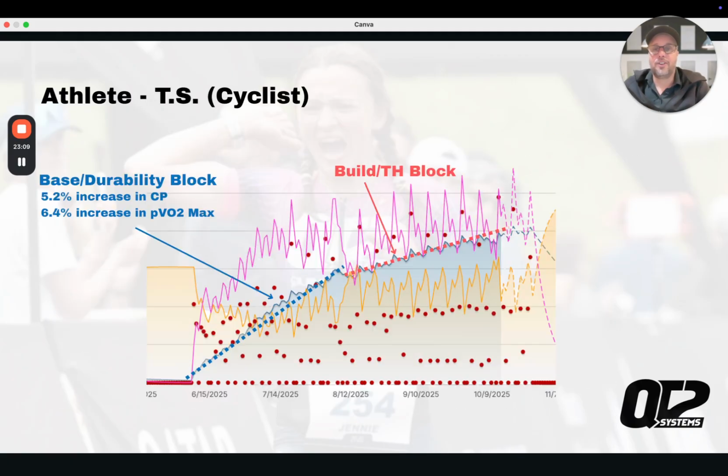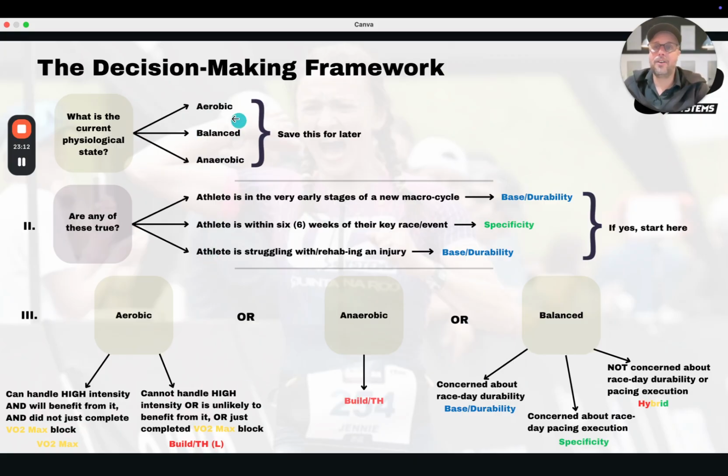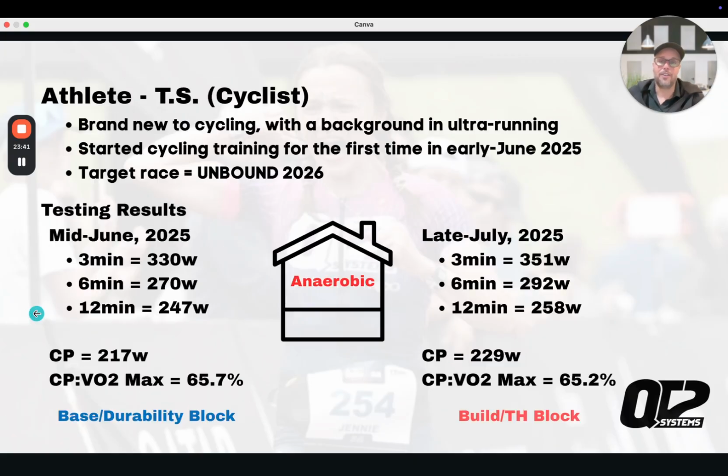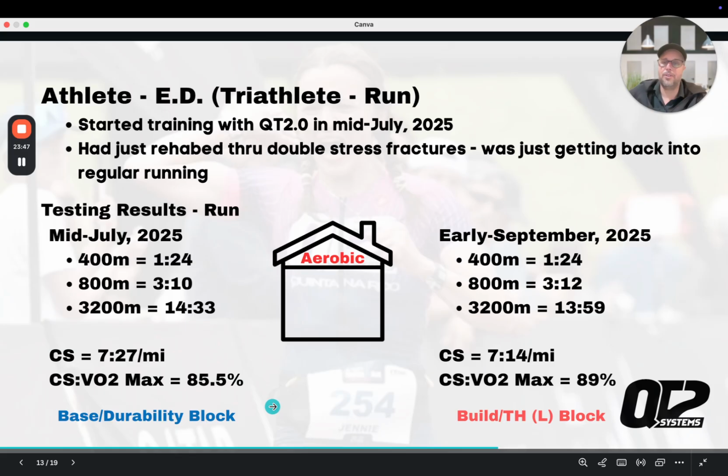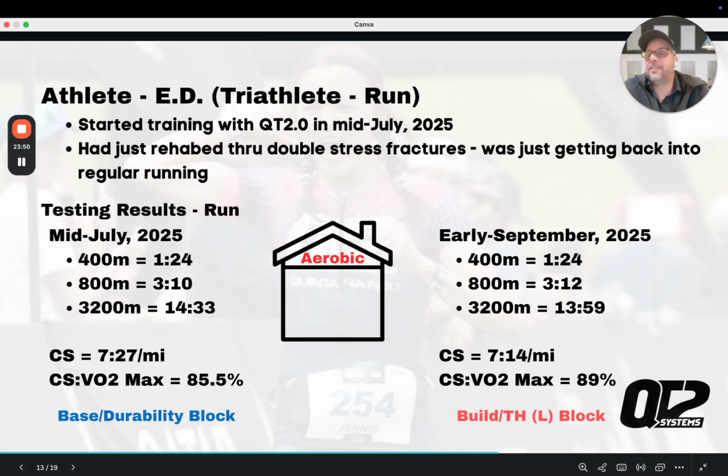Now, just to go back to the decision making framework, here we are. Her physiological state in mid July was balanced. Put that to the side. Yes, we are in the very early stages of coming back to training. So that's a big yes on the base durability block. Also, she's rehabbing a serious running injury. Big yes on the base durability block. We didn't even consider her physiological state. We went with base durability block and left the decision making framework behind. Well, we utilized it. Okay, so now she goes through a full 9 weeks of base durability.